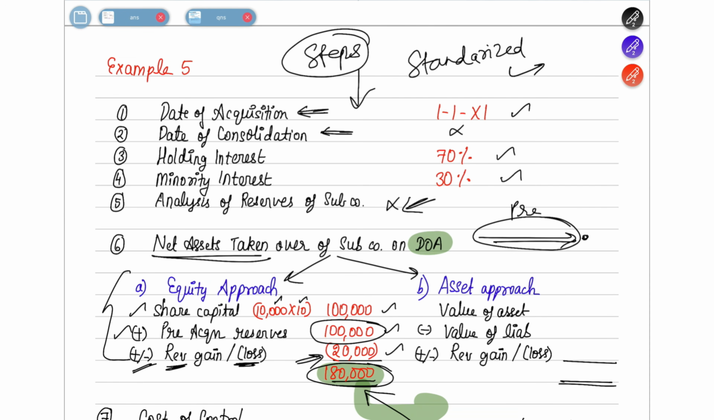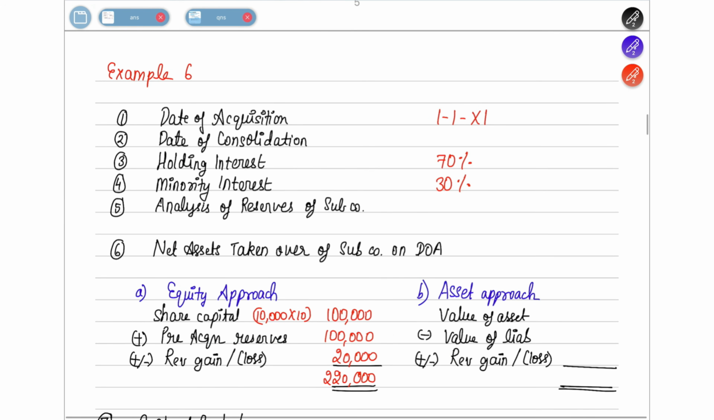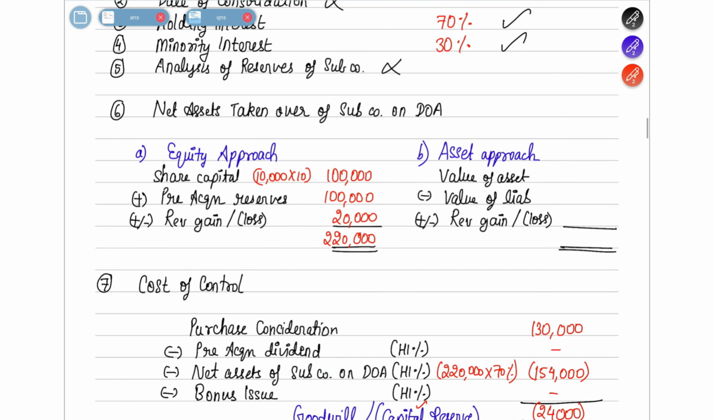So let's go to example number 6 now. The date of acquisition is 1st January, and the date of consolidation is not explicitly mentioned in the question. Then you have a holding interest of 70%, so the remaining is a minority interest of 30%. Analysis of reserves we are not preparing as yet. Let's move on to net assets taken over. You can do it either via the equity approach or the asset approach. Via the asset approach, there is no information, so we'll prepare using the equity approach.